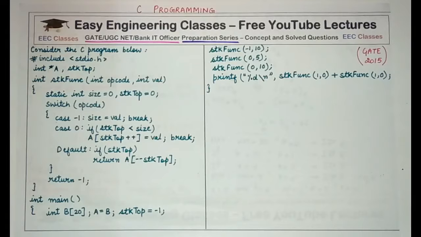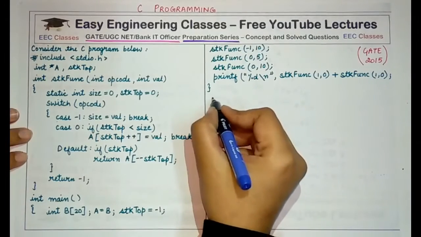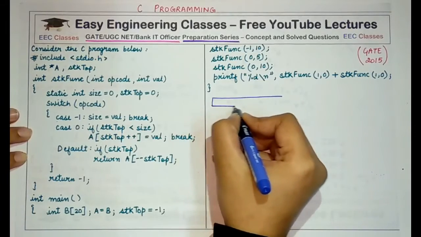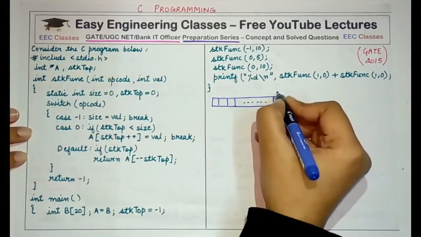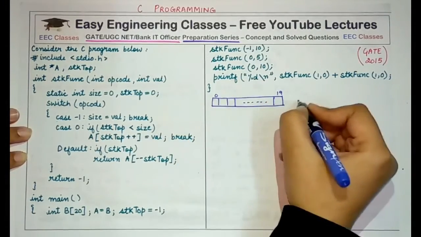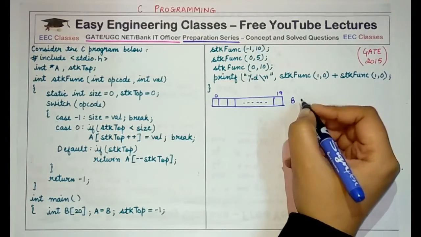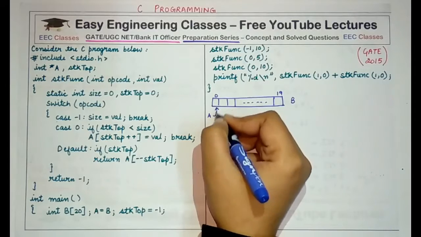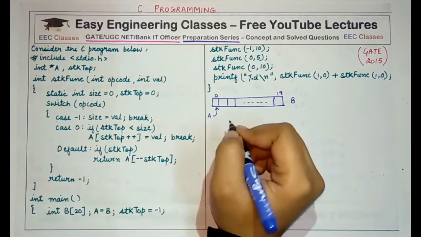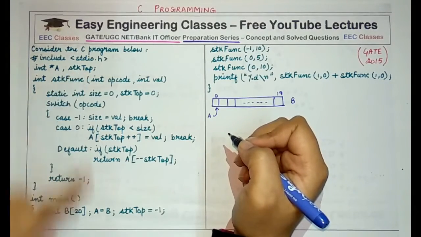Alright, so we start with the main function. The main function declares an array of size 20 and it is named b. So let's declare an array. Suppose it has 20 locations, starting from 0 to 19, and it is named b. Then a is assigned b. A is a global pointer and it is also pointing at the starting location of b, which is location 0.